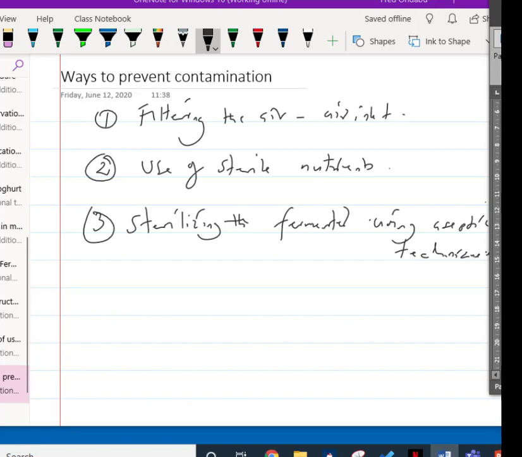Then another thing: apart from ways of preventing contamination, I want you to learn that some fermenters are highly automated in that they are able to monitor the temperature, the pH, the oxygen and the carbon dioxide levels, and also provide the optimum environmental conditions for better growth of the microorganisms.